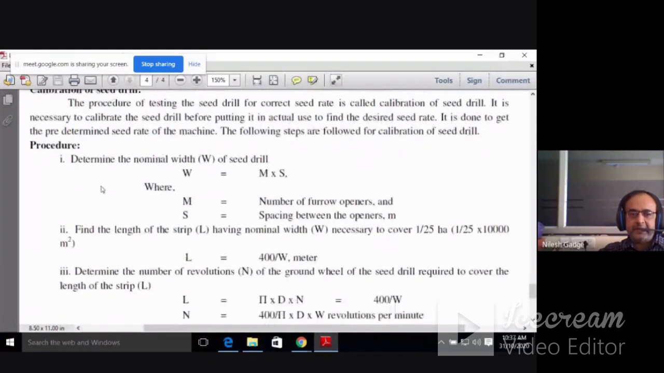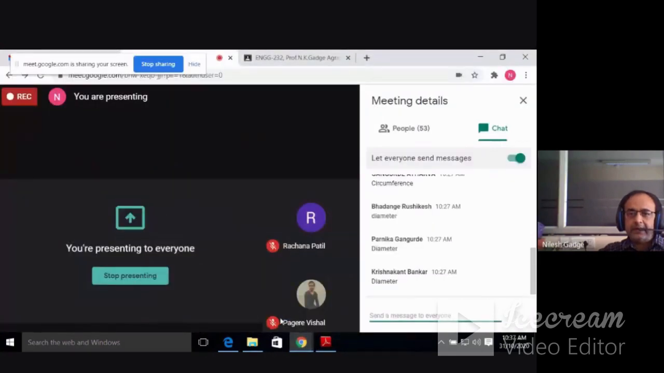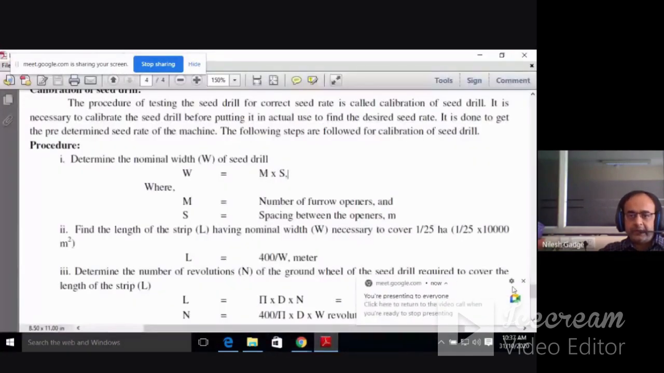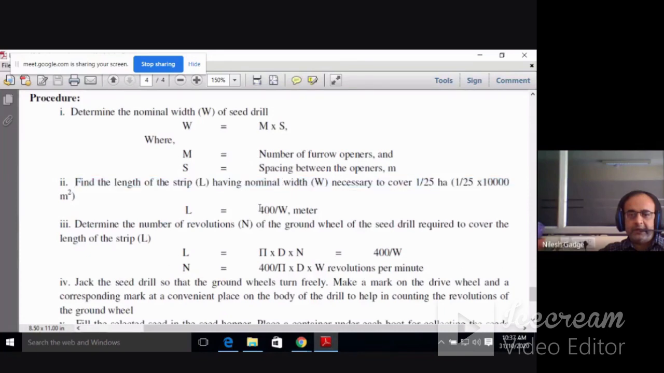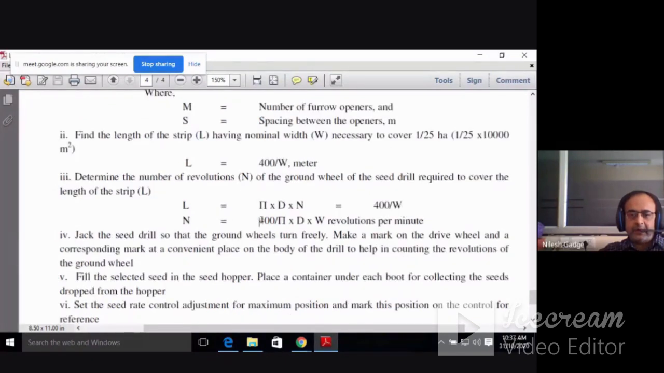Already here it is explained that we have to find out the nominal width of the seed drill. Are you there? Okay. So then you have to find out the length of the strip. 1/25 of the area, which will be W, 400 divided by W. Then you have to find out the length of that 400. So we can calculate the number of revolutions. Okay, I have told you this one.